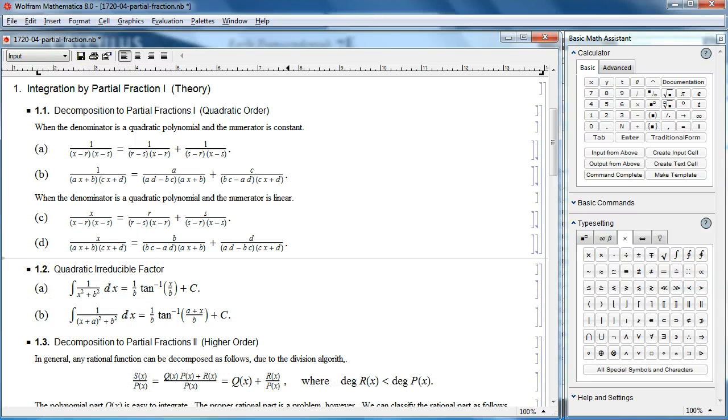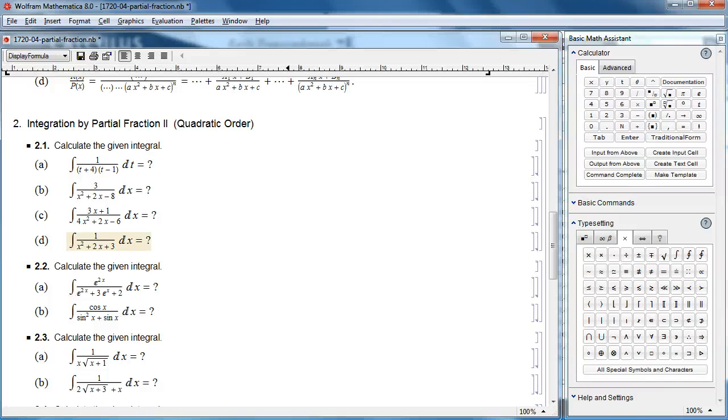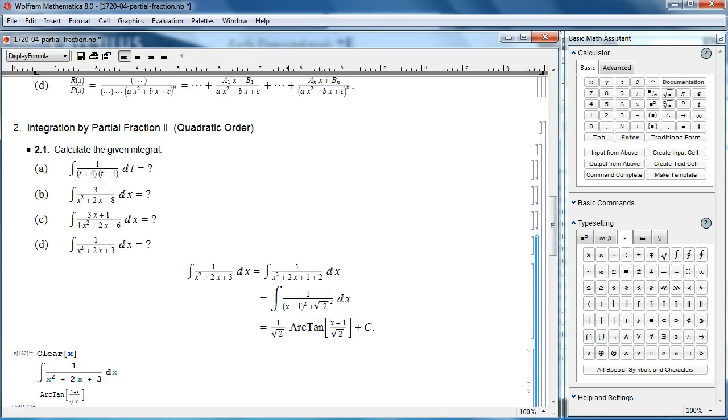What if we have linear term? In that case, we'll have to use formula 1.2b. We have to take decomposition by complete square in denominator and then apply the formula, and then here it is. Let's go through an example problem, and here it is. 2.1d. So we have linear term, so we'll have to use the decomposition by complete square.